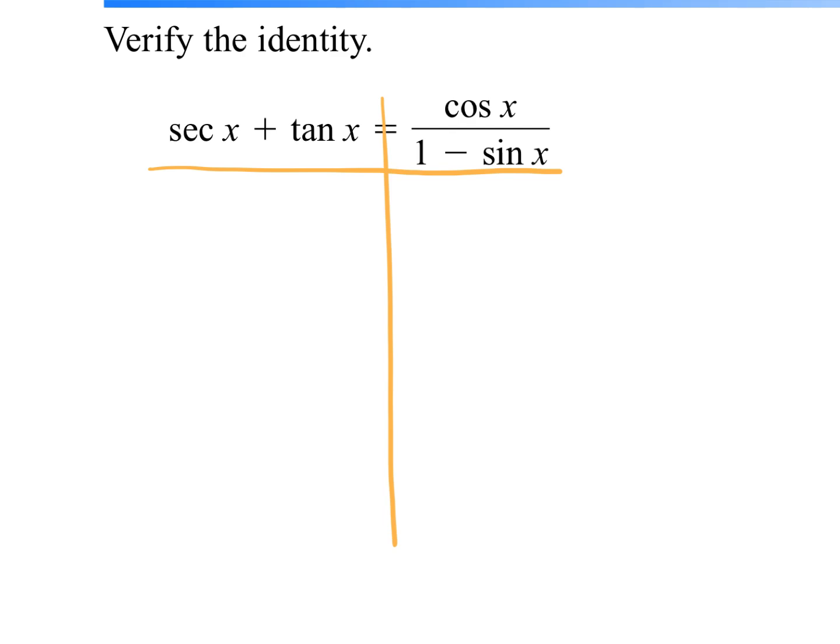What's secant in terms of sine and cosine? 1 over cosine. What's tangent in terms of sine and cosine? Sine over cosine. If we're adding fractions, what do we need? Same denominator. We have a common denominator here, so we can just add our numerators together. So 1 plus sine over cosine. It's almost the same thing. Not quite. Any suggestions of what we could do next?